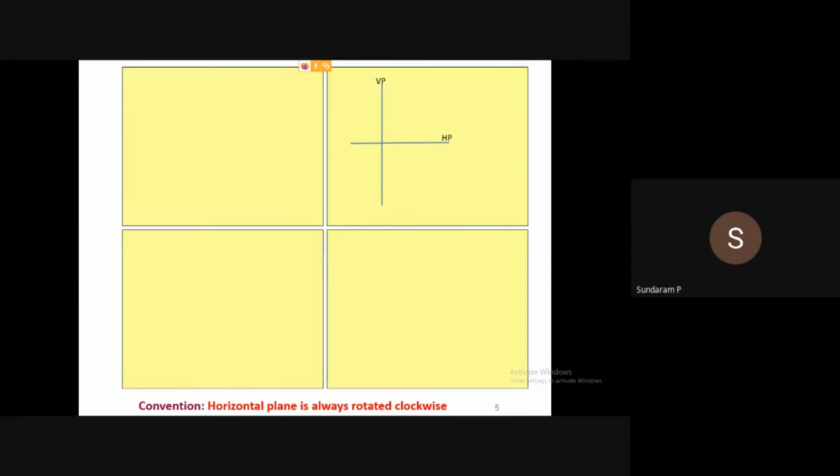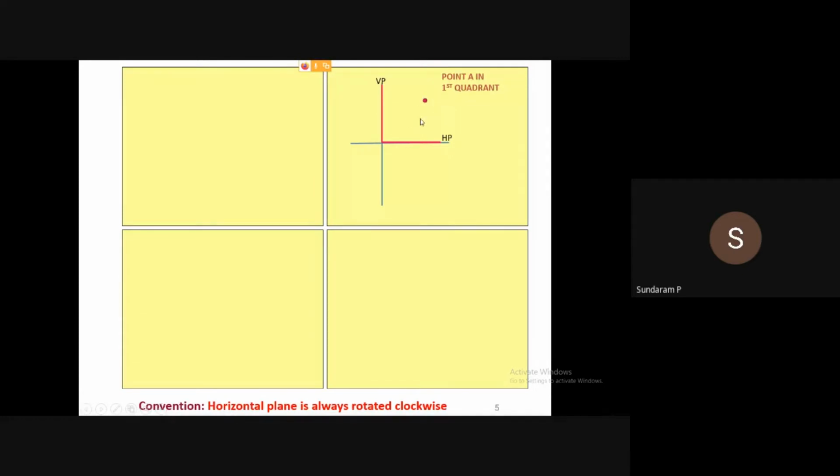So here, as already told, we assume there are four quadrants: 1, 2, 3, 4. Like that, I have divided the 3D space. In the first quadrant, here we can assume the object as a point, a point which is placed in the first quadrant. So we can describe the point location with the vertical plane and the reference plane: above HP, above the horizontal plane, in front of the vertical plane. It's nothing but the object located in the first quadrant.